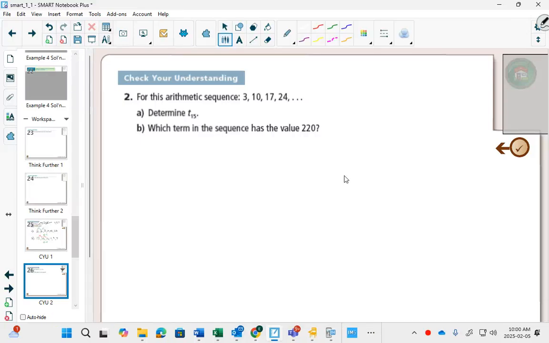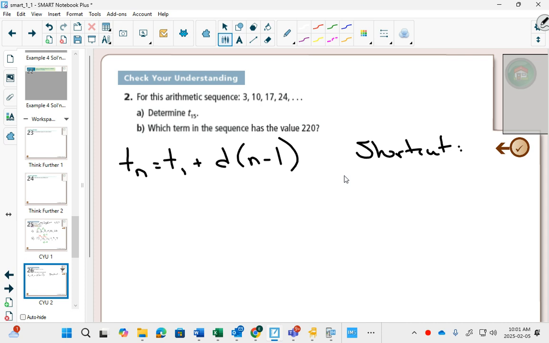For this arithmetic sequence, find term 15. So we can either use our new formula, or we can use the shortcut. If I use the formula, I can find the general term or the formula for my equation.